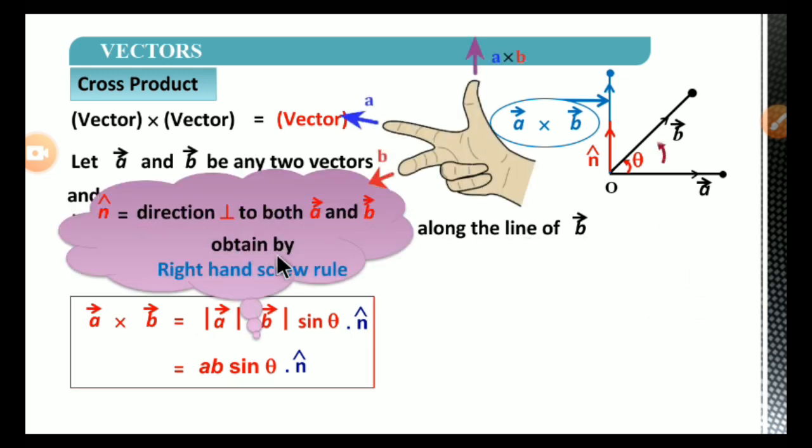That n cap is the direction perpendicular to both vector A and vector B, obtained by the right hand screw rule. See here, this is the right hand screw rule. Here vector A is in this direction, and vector B is in a perpendicular direction, and to both these vectors, A cross B is again perpendicular. So this shows the right hand screw rule.